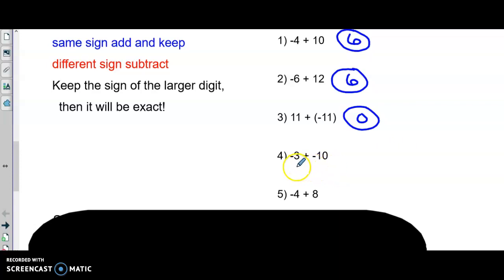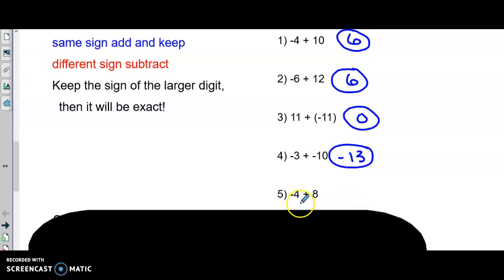Okay, so number 4 has -3 plus a -10. So our signs are the same. They are both negative. When your signs are the same, you want to add the numbers together. So 3 plus 10 is 13. And then you want to keep the sign. Since they're both negative, your answer is also going to be negative. So our answer is -13.